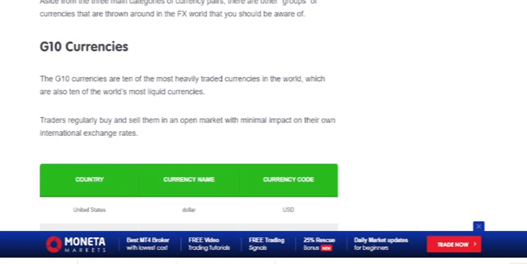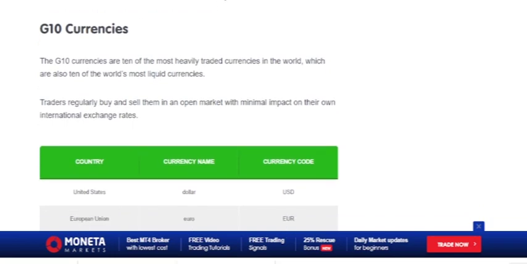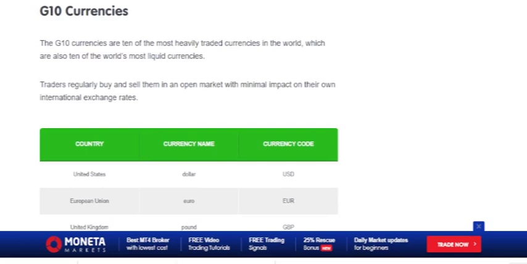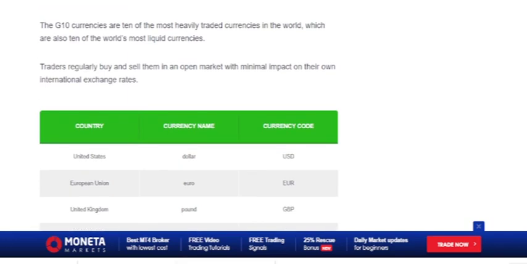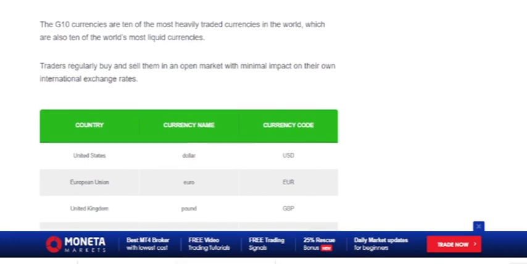G10 currencies. The G10 currencies are 10 of the most heavily traded currencies in the world, which are also 10 of the world's most liquid currencies. Most liquid. Traders regularly buy and sell them in an open market with minimal impact on their own international exchange rates.